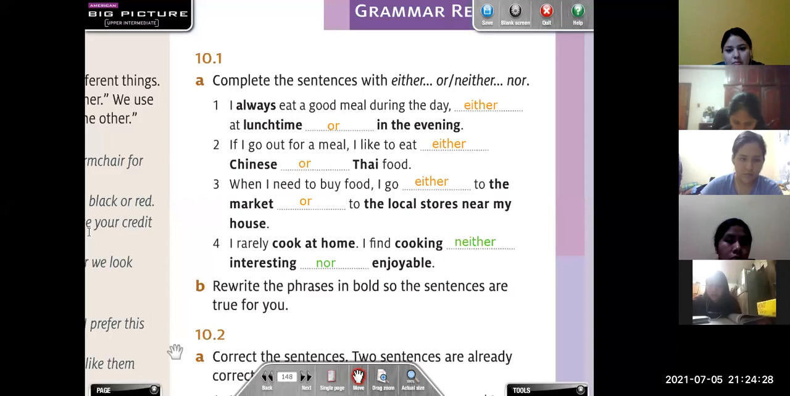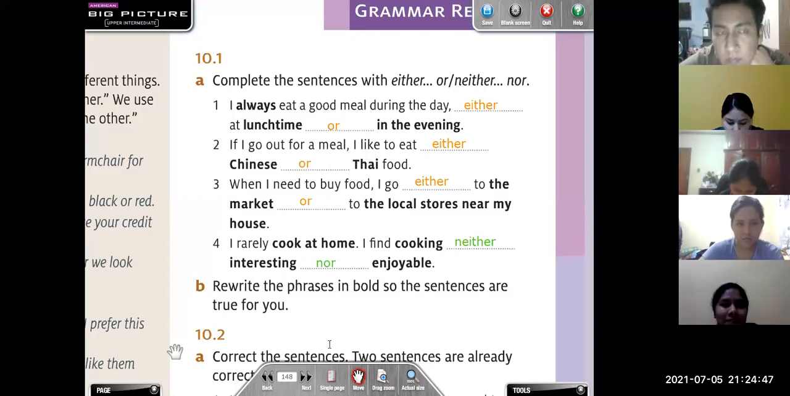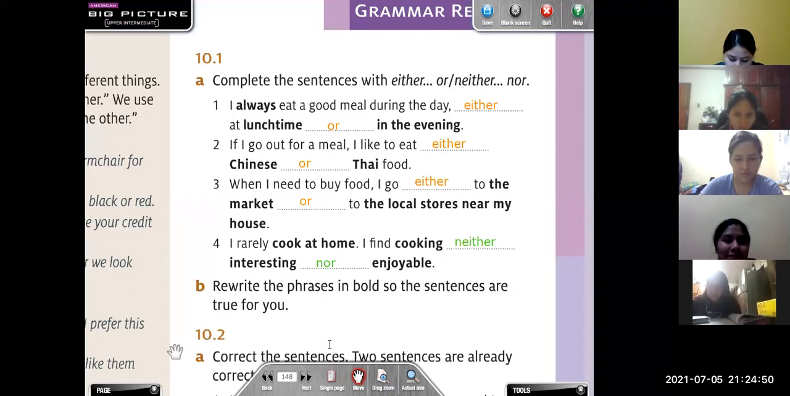Okay. Krista? When I need to buy food, I go neither to the market nor the local store near my house. I buy it from the application. Okay, very good. Luciana? I really like cooking at home. I find cooking either interesting or enjoyable. Cooking, right? After like, cooking.